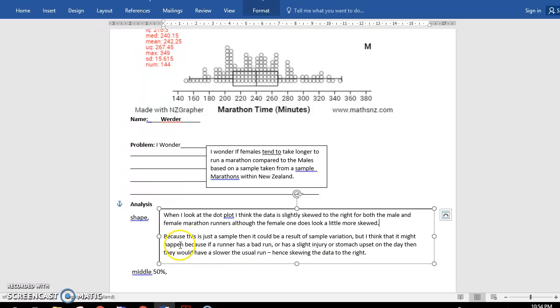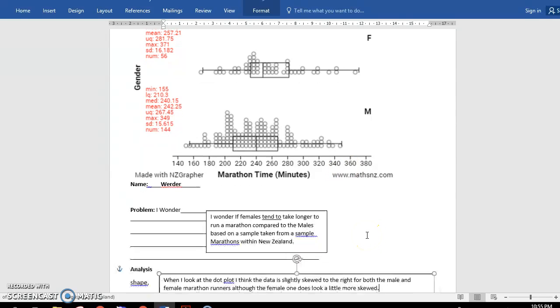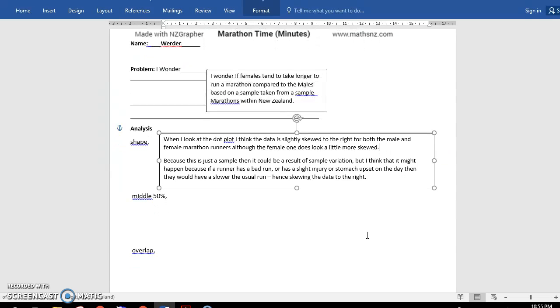But I think it might happen because if a runner has a bad run, slight injury or stomach upset on the day, then it would give a slower run than usual. And I think that's why you have this, particularly you can see it in the females, the tail's a little bit longer than the front end. There's one way in the front, but the tail does look a little bit longer here. This one seems to have a few more a little bit back. Maybe they just had a bad run. At level 1, you don't have to link that to the research or anything.